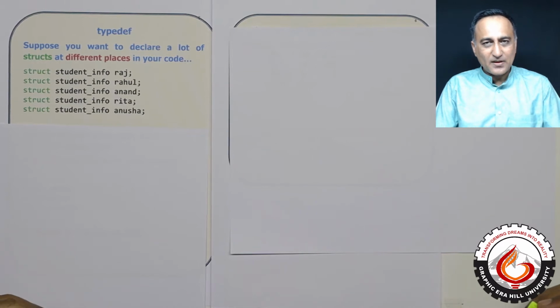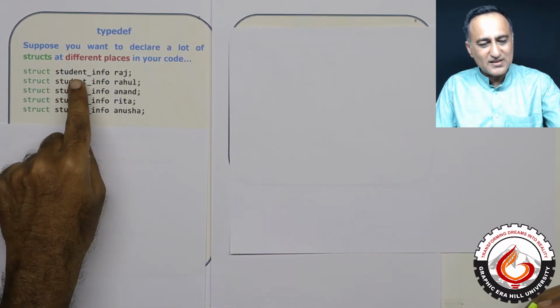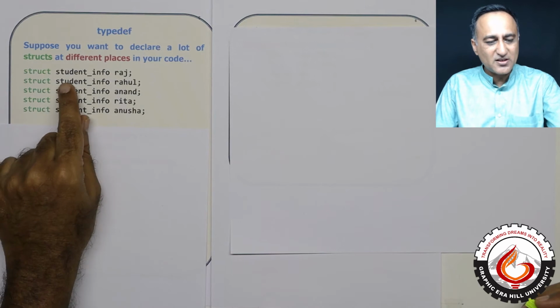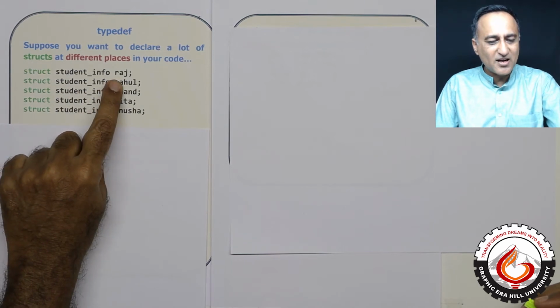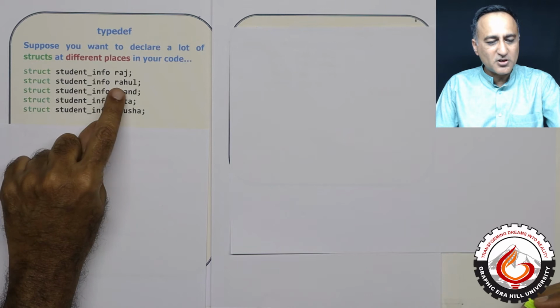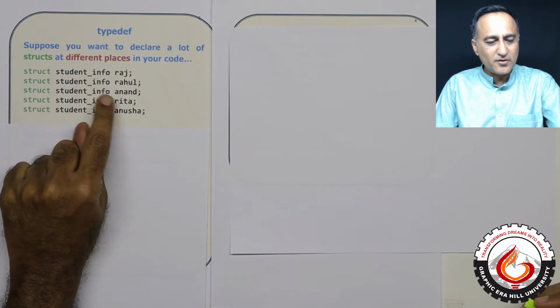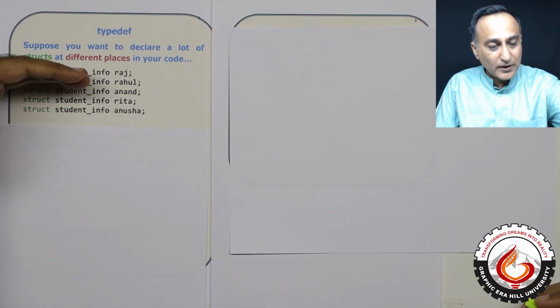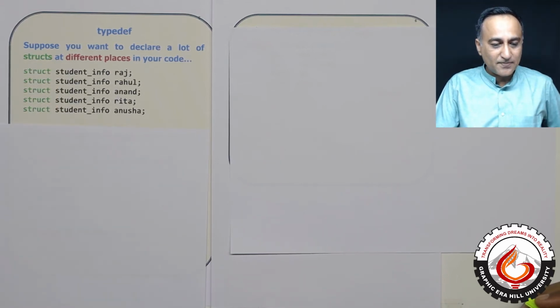Let us say I have a structure whose model is student_info, which was shown in the prior session. Now I want to create student_info type of structure variables at say 20 places in my program. So I could say struct student_info Raj, struct student_info Rahul, struct student_info Anand, Rita and Anusha. Now if there are 20, you will have to type 20 of such lines.